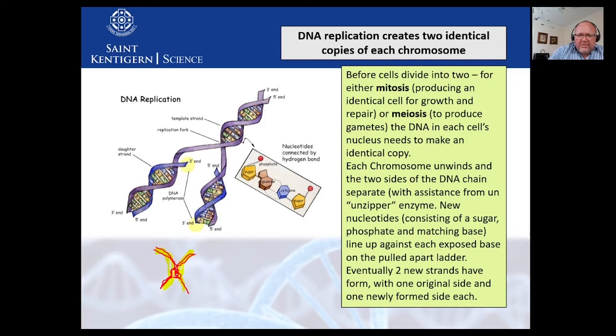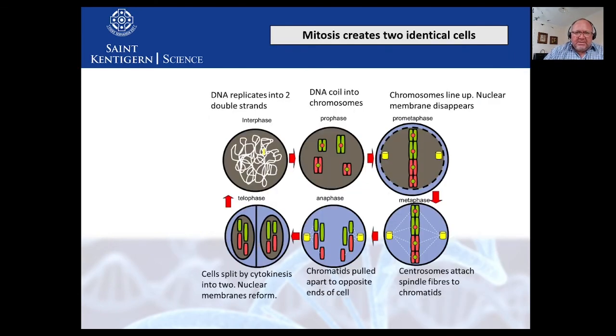When you have all of them replicated, they align at the middle line of the cell. The spindle fibers come and attach to them, and then they break these two sister chromatids, we call them, apart, and they go to the sides of the cell. A new nucleus forms around it, and the cell can close and form two identical daughter cells, both with 46 chromosomes. Okay, so here it is again.